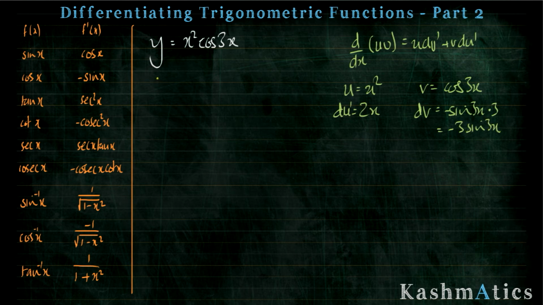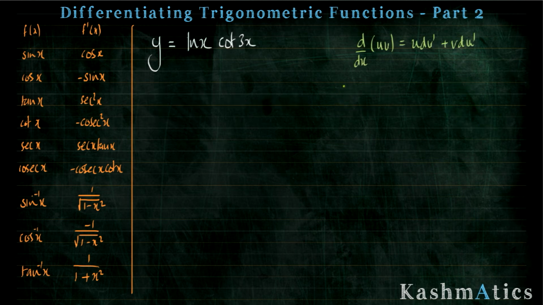And all we need to do now is just put it all together. So dy by dx is equal to u dv, so this one multiplied by this one, that would be minus 3x squared sine 3x plus v du, that's these two multiplied together, so plus 2x cos 3x. And if you wanted to factorize out an x, you could do so, but I'm not going to bother with that just yet.